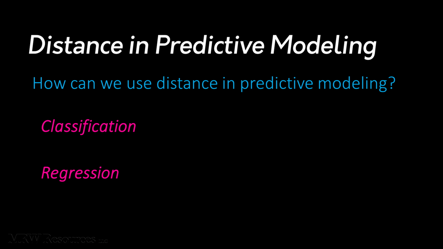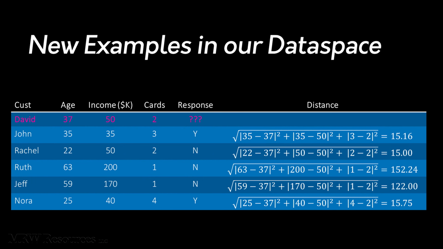And we can do that using classification to look for those nearest neighbors and derive a target class for our new example. We could also do that using a regression approach, in which case we derive the target value using the means or the medians of those neighbors.